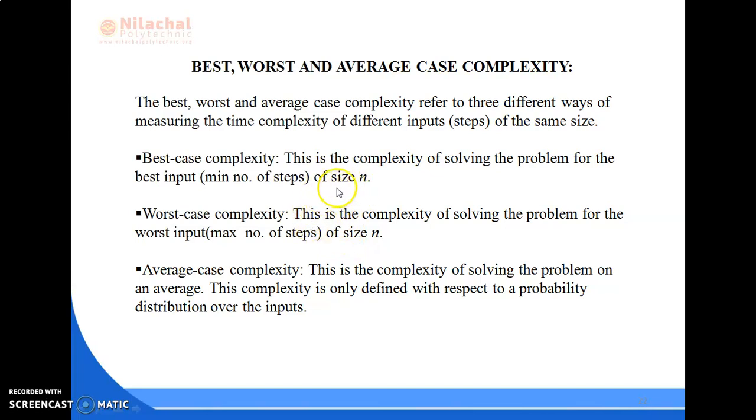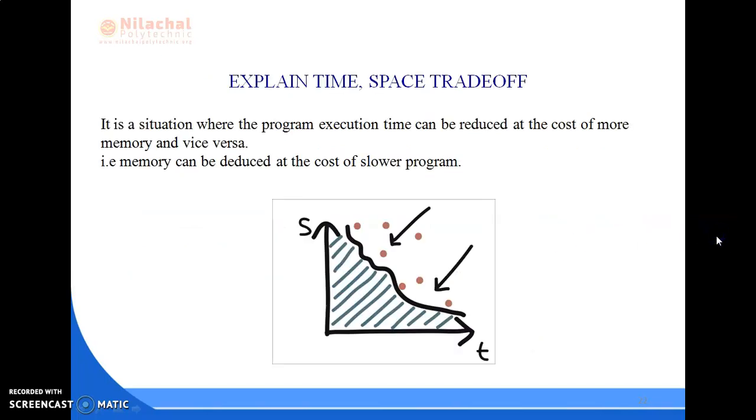That is, if the size of a problem is n, the best case takes the minimum number of steps to solve the same problem. The worst case takes the maximum number of steps to solve the same problem. And the average case takes a probability distribution of steps to solve the same problem. Next, we will see the time and space trade-off.